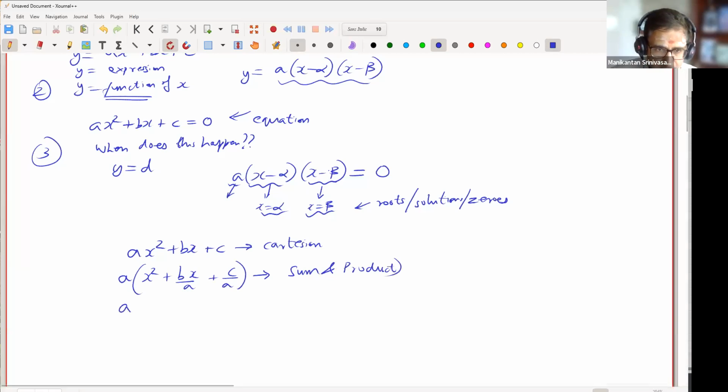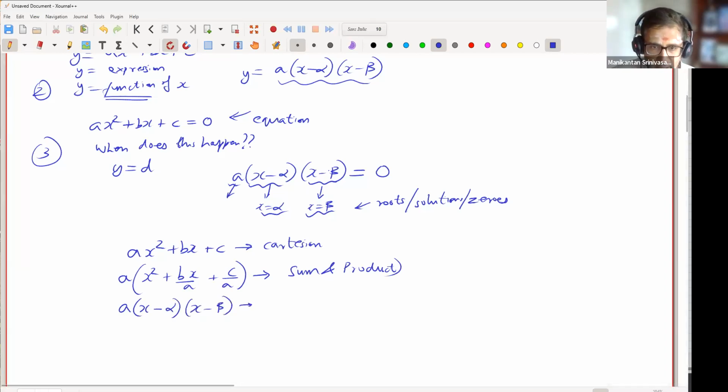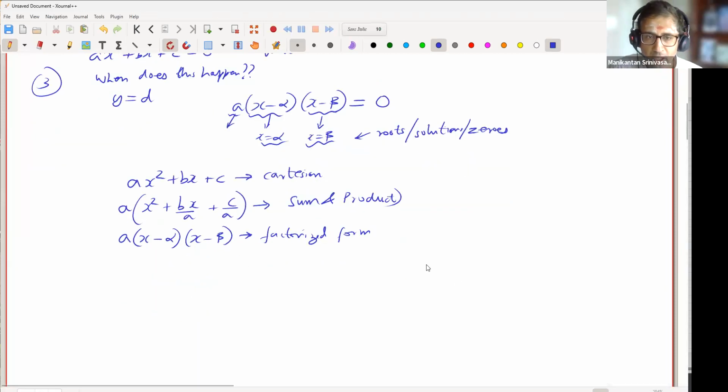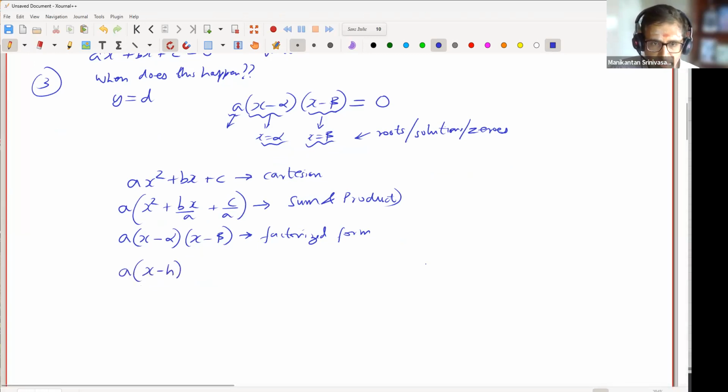If I write it as a times x minus alpha times x minus beta, this is the factorized form. Each one has its own benefit. The factorized form helps us immediately identify the solution. If you set it equal to 0, the roots automatically come out as alpha and beta. Then the last form: a into x minus h whole square plus k. This is the vertex form.